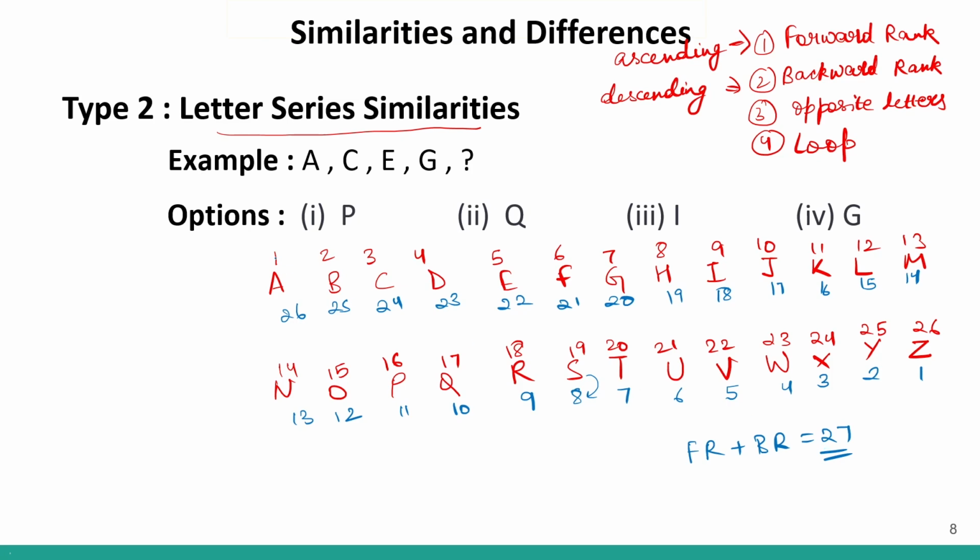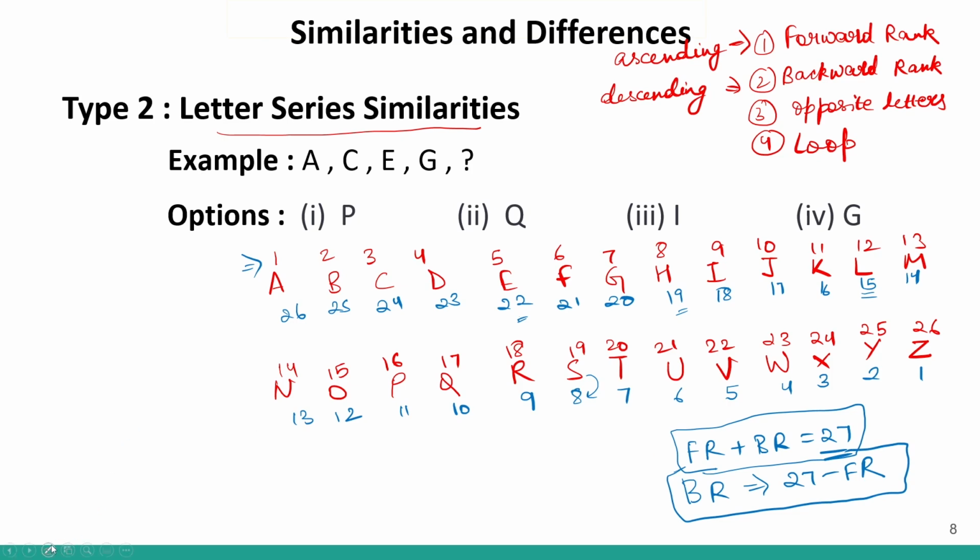So you can see 25 plus 2 is 27. Similarly over here 22 plus 5 is 27. 19 plus 8 is 27. 15 plus 12 is 27. So in each case the forward rank plus backward rank is 27. So sometimes you can just remember one rank. If I remember the forward rank and I have to find out the backward rank of a letter, I can simply say that backward rank is 27 minus forward rank. So this formula is something that you can also use to find out backward ranks.